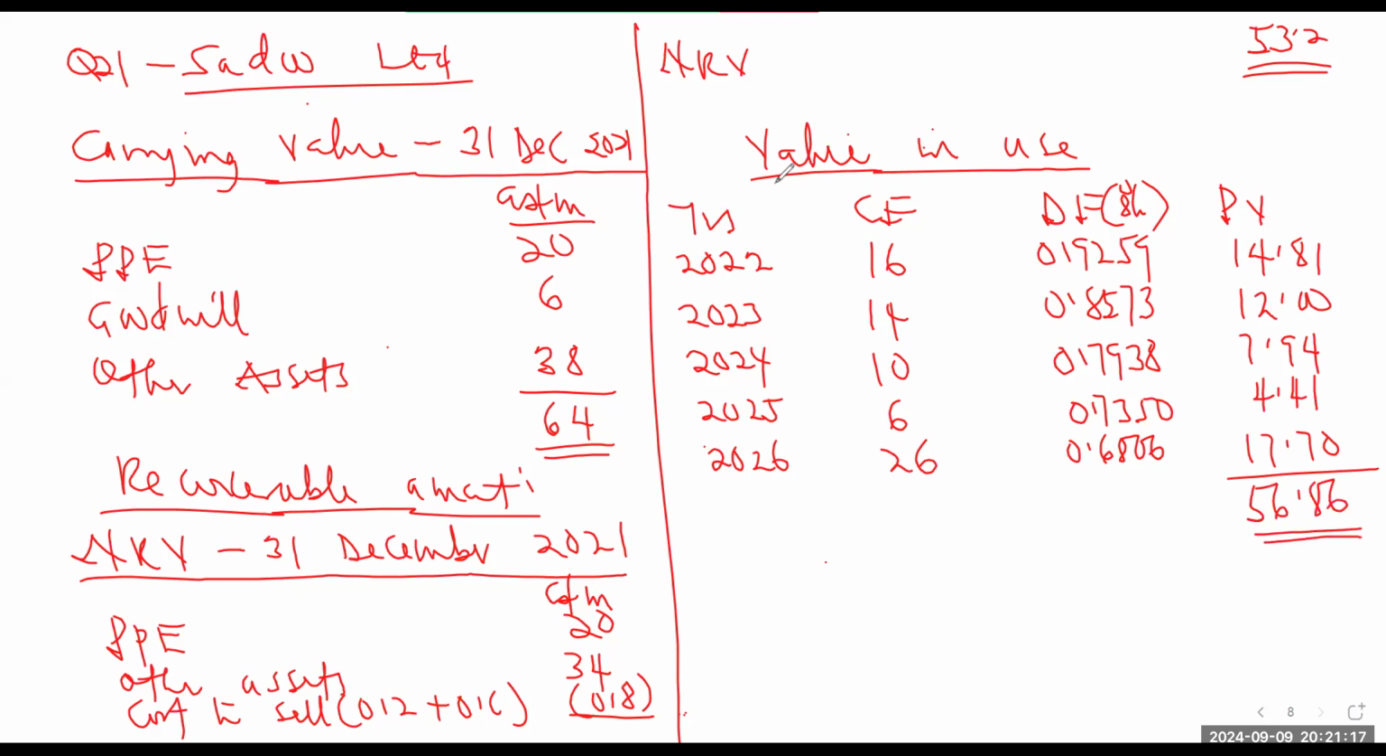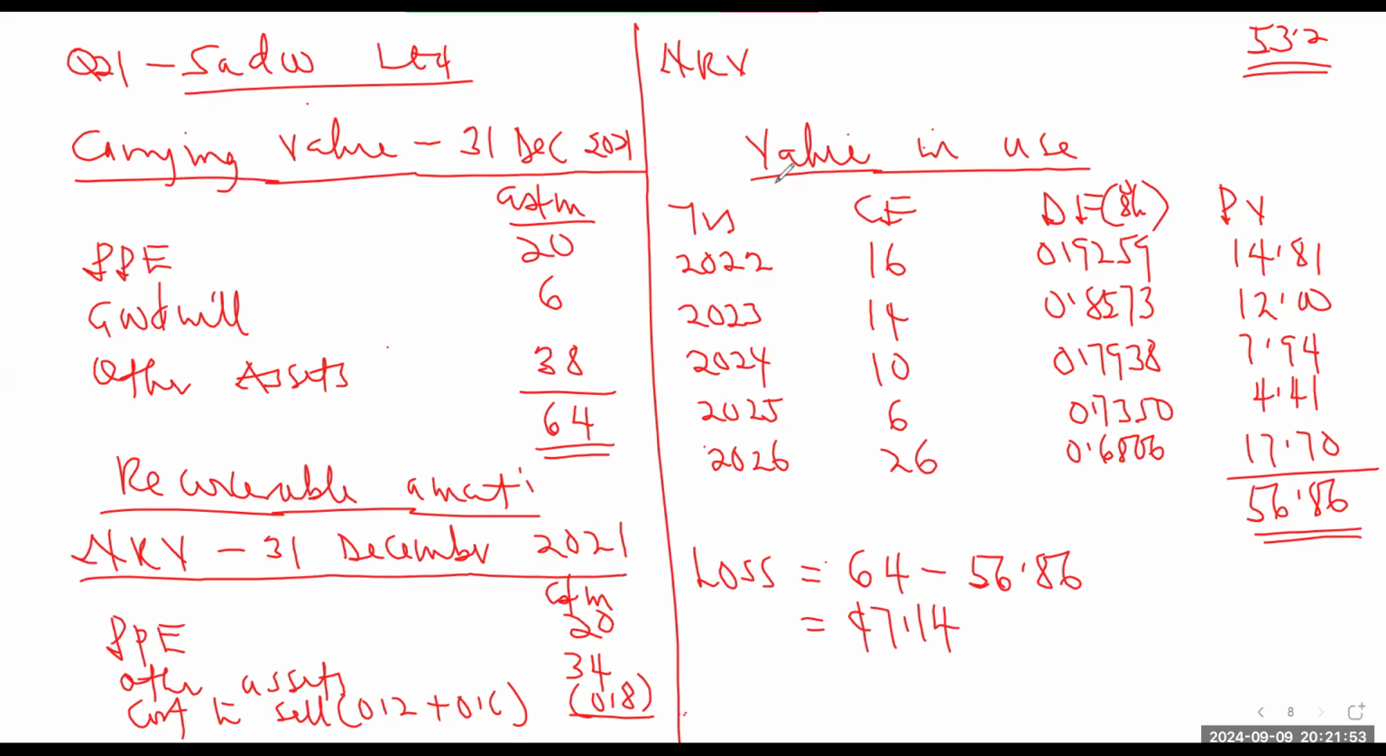So what would be the recoverable amount? The value in use. 56.86. So let's calculate the impairment loss. That will be 64 minus 56.86. What are we having? 7.14. Okay, 7.14. How do we share this?